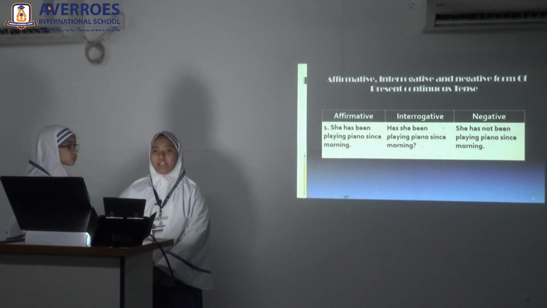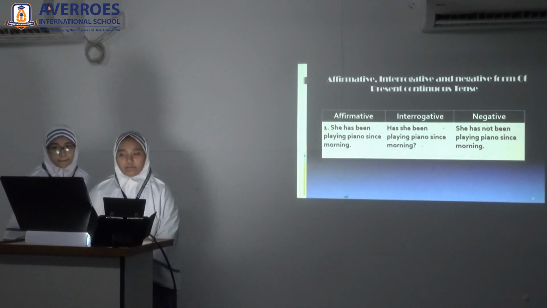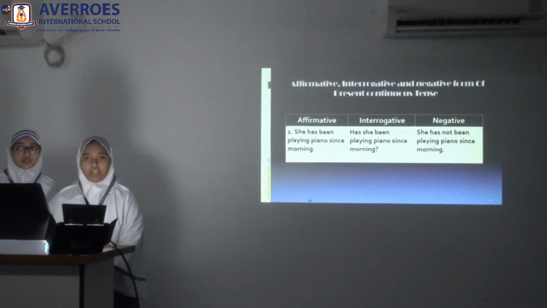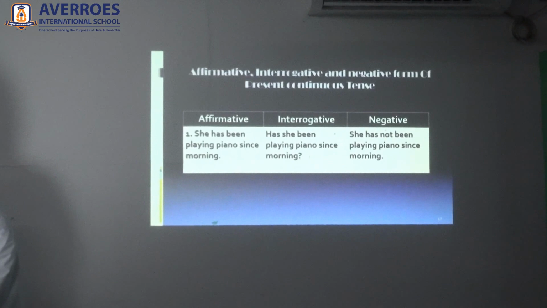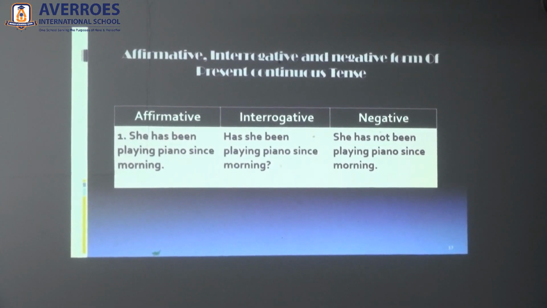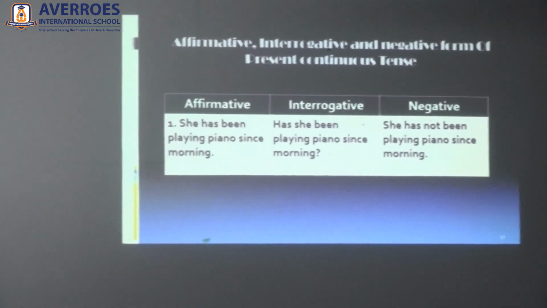Affirmative, interrogative and negative of present perfect continuous tense. Affirmative: She has been playing piano since morning. Interrogative: Has she been playing piano since morning? Negative: She has not been playing piano since morning.